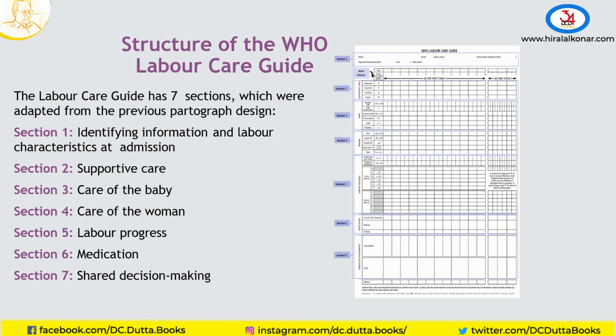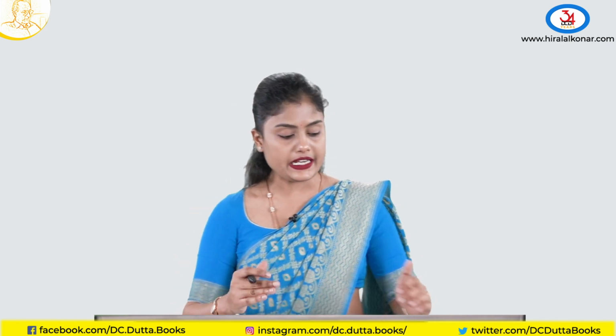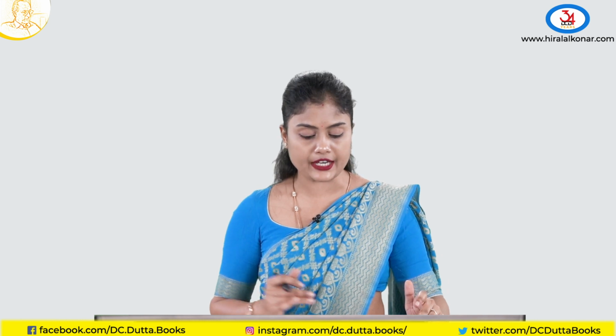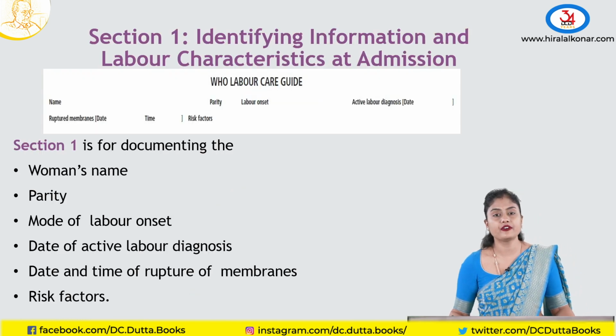So the structure, this is how the labor care guide looks. The new labor care guide looks like this and it has 7 sections. Okay, section 1 is identification of the patient, 2 is supportive care, 3 is care of the baby, 4 is care of the woman, 5 is labor progress, 6 is medications, and last comes shared decision making. So these are the sections of the new WHO labor care guide. In detail, let us see what each individual section is. So let us begin with the first section.